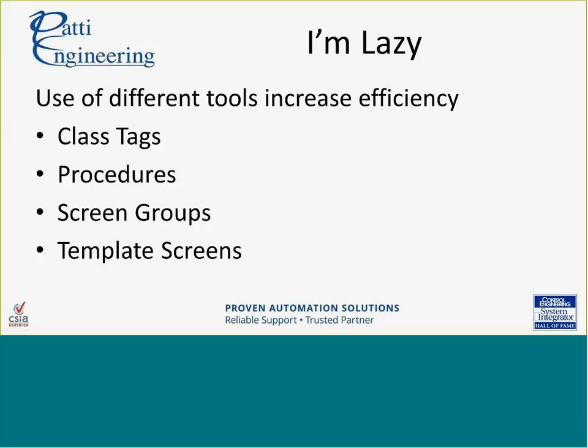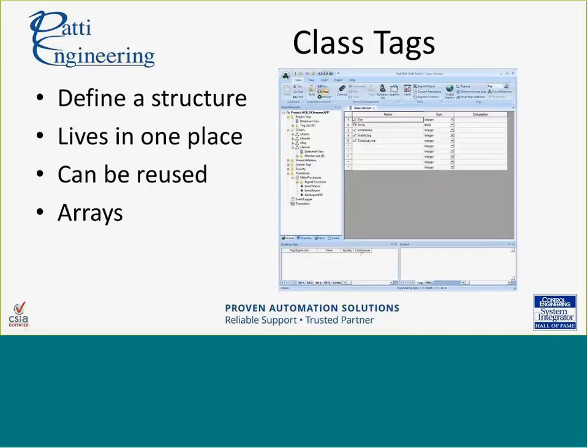So a couple of tools and processes that I used for this project were class tags, procedures, screen groups, and template screens. Class tags: it's a definition of a structure of tags. So rather than having a simple tag such as a bool or an integer or a string, you can create a structure, define it in one place, and then reuse it multiple times. It's easy to array it and can be reused for multiple reasons.